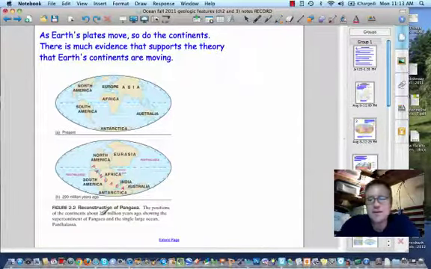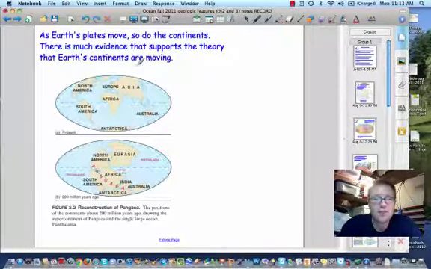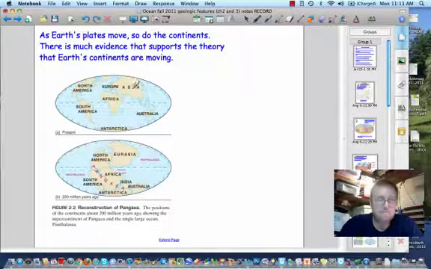But before thinking about the plates, there were scientists thinking about the fact that the continents were moving. We now know that the continents are kind of on the plates, and as the plates move, so do the continents. So what evidence is there that our continents are moving? There's a number of pieces of evidence.